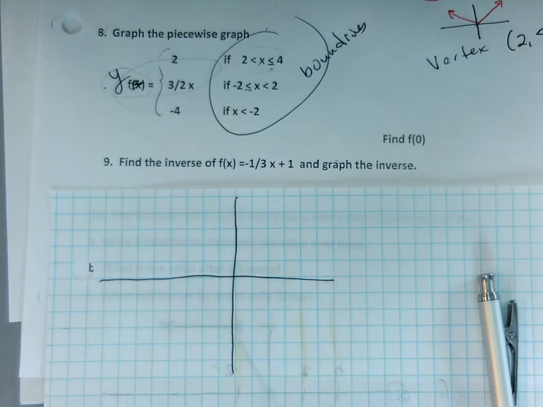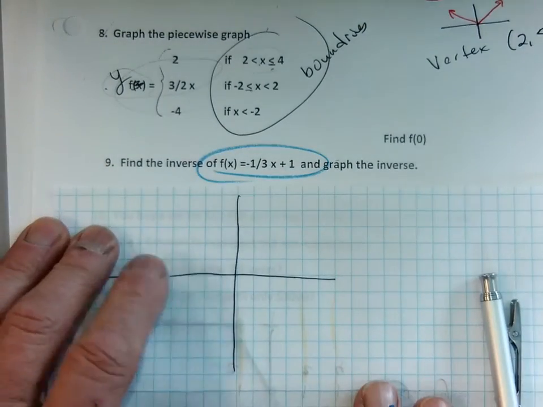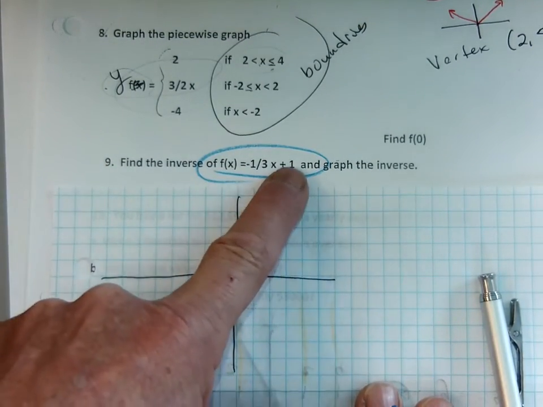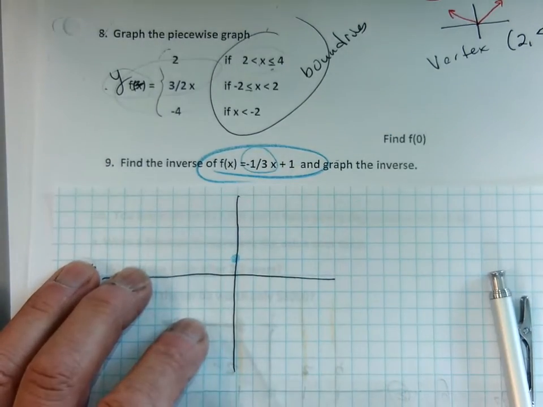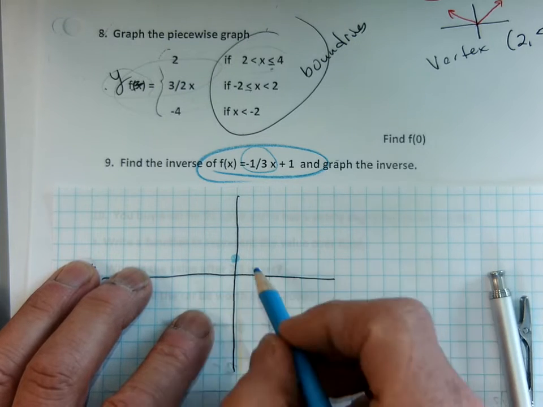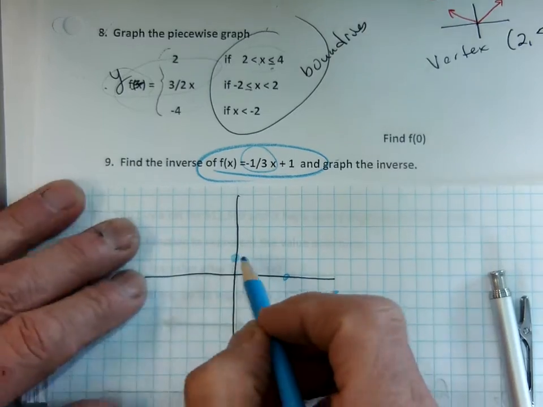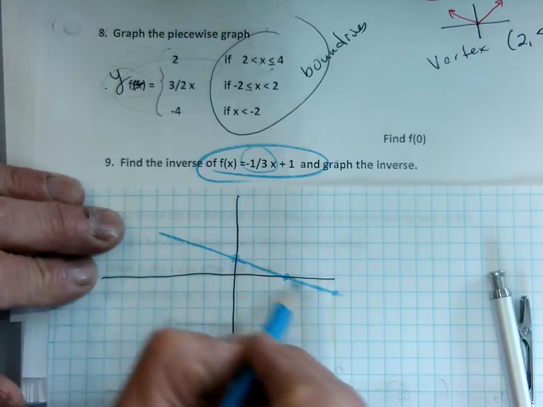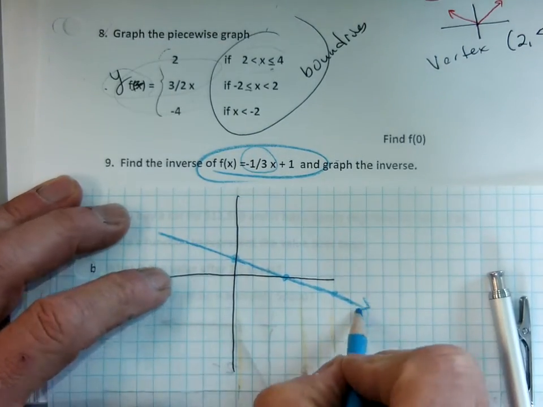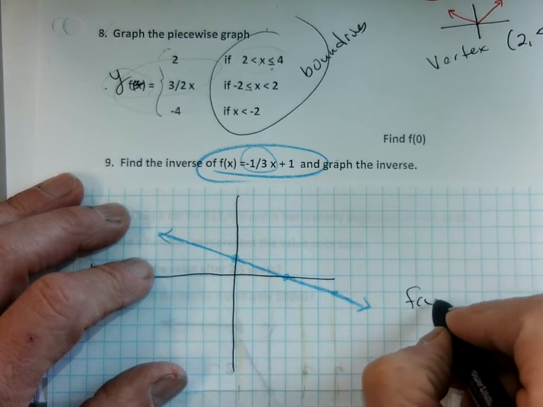And I'm going to use colors because colors are cool. Colors are nice because you can see them, okay? All right, so I'm going to graph that one first in blue. It has a y-intercept of +1 and a slope of -1/3. So slope of -1/3 is down 1 over 3, down 1 over 3, okay? That is f of x.